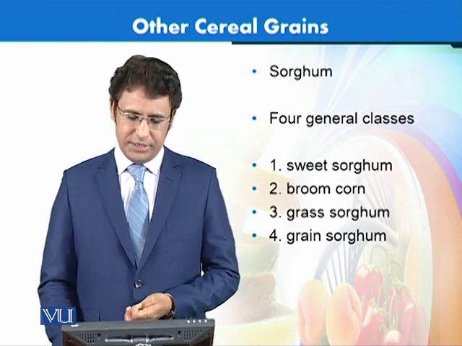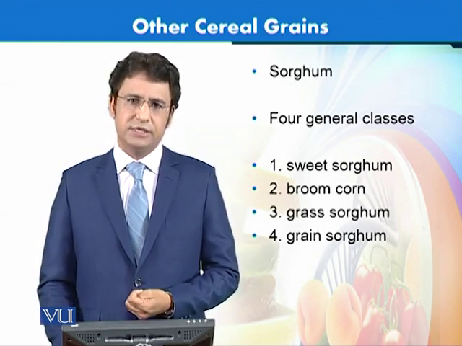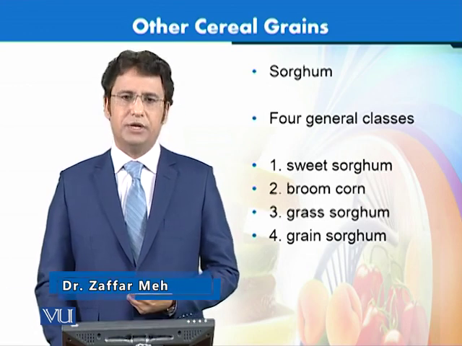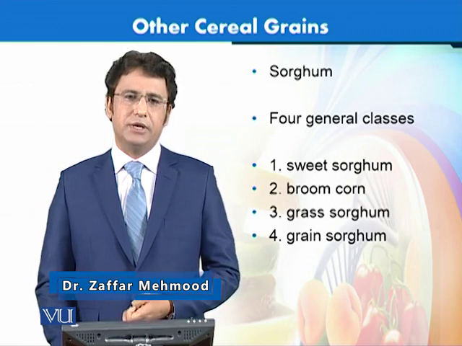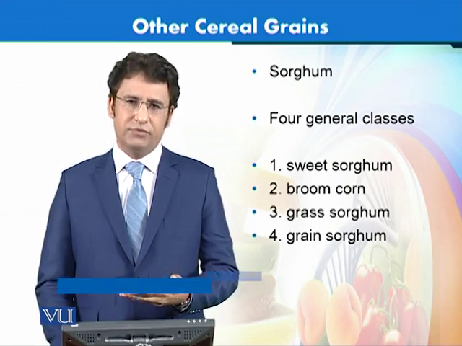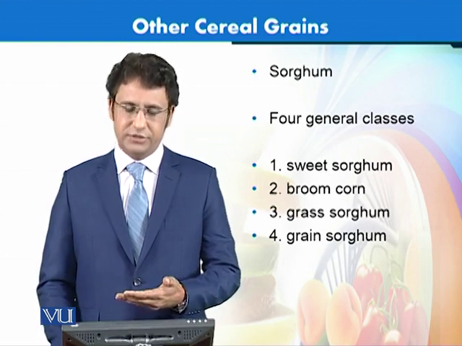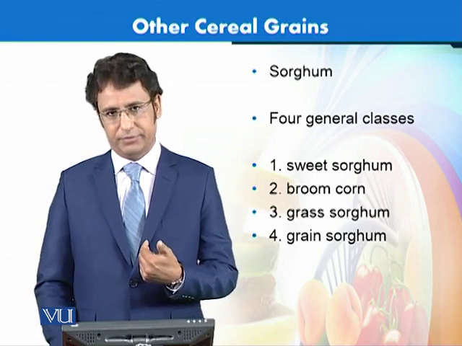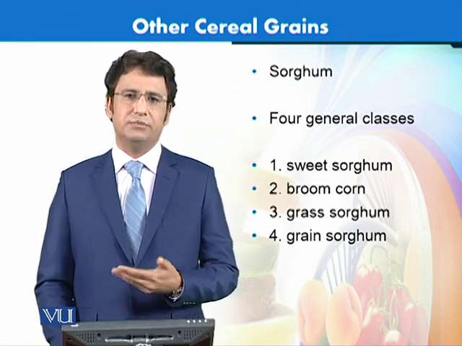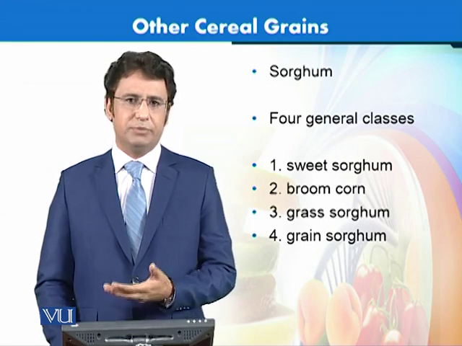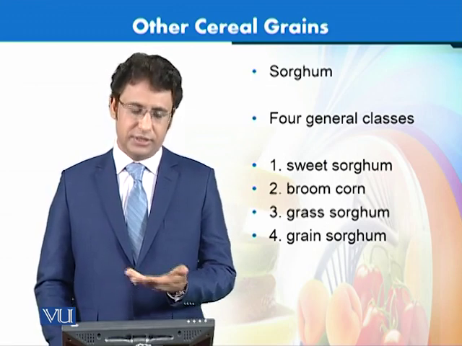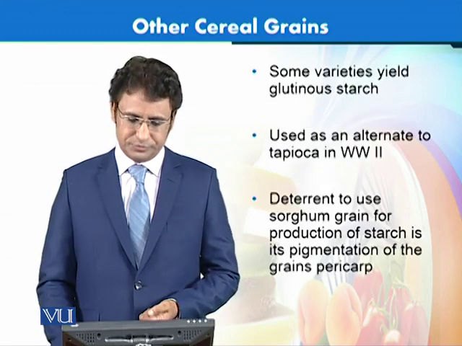So sorghum has 4 general classes. It can be sweet sorghum, broom corn, grass sorghum, or grain sorghum. Depending upon the kind of end product that we are interested in, whether a grain product, a grass product, a broom product, or certain fibers, different kinds of sorghums are grown and later utilized for these applications.